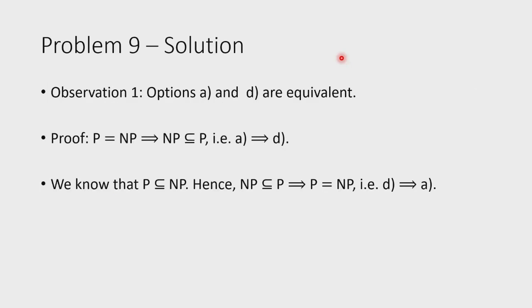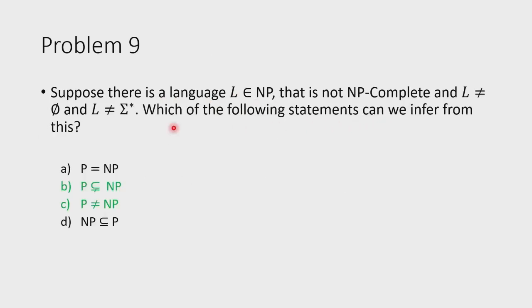So let us first observe that options A and D are equivalent. What was option A? P equals NP. What was option D? NP is contained in P. I am claiming that these two are equivalent. Can you tell me why? So if P is not contained in NP, then it will not be equal to NP either. Oh, no, right now I think you are talking about B and C. Right now I am talking about A and D. So what I am saying is A and D are equivalent. Okay, so let's see why they are equivalent.